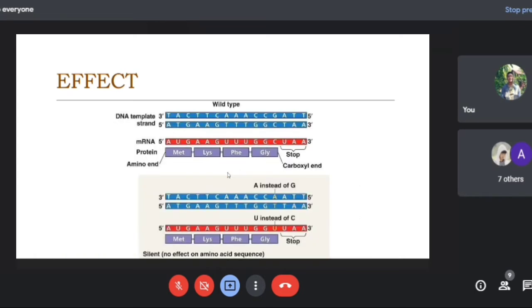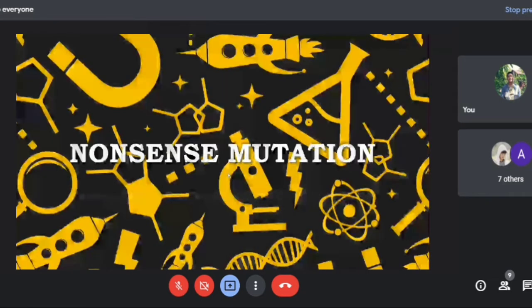In example 3, I hope you can see the changes in the silent mutation, and I hope you understand what silent mutation is. That's all from me. Thank you. Now I will proceed this discussion to Navina Sri to further discuss nonsense mutation. Thank you.